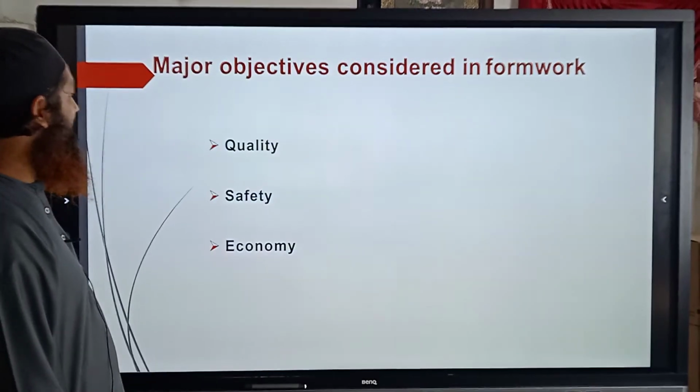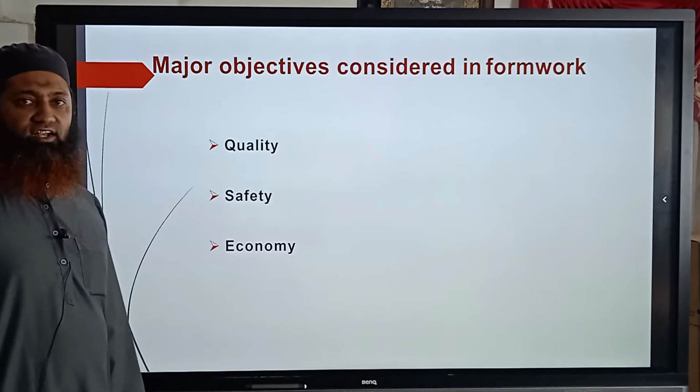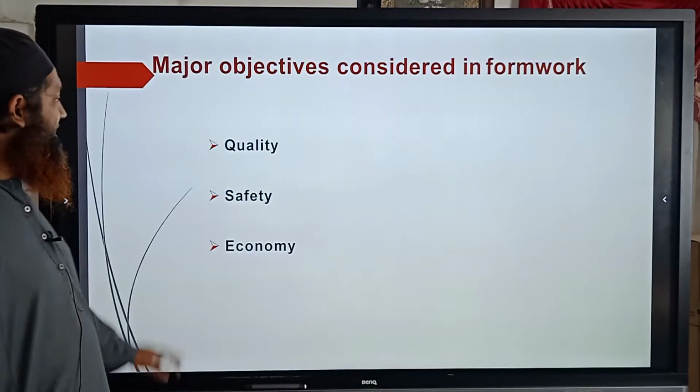Let us see the next slide here. Now, what are the major objectives considered in formwork? What should we see? Basically, the first thing is quality.